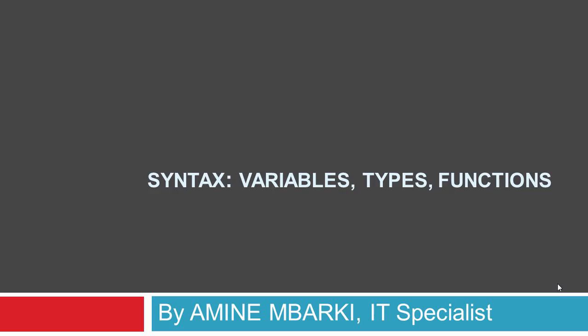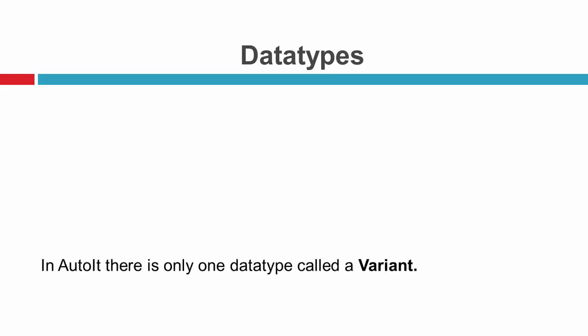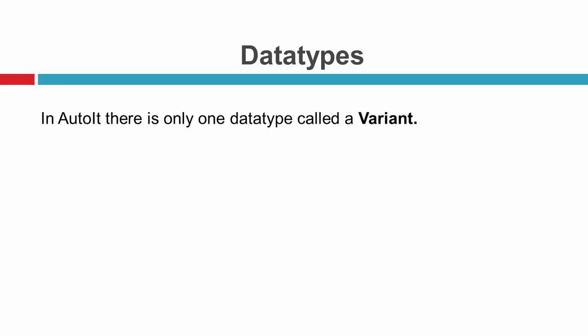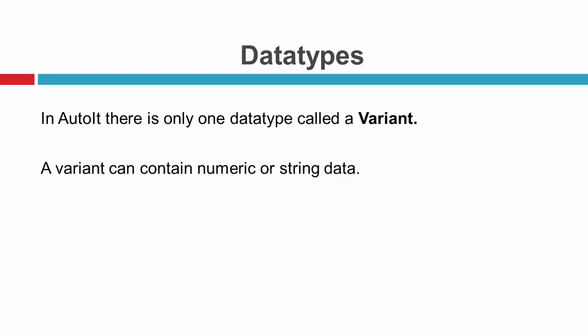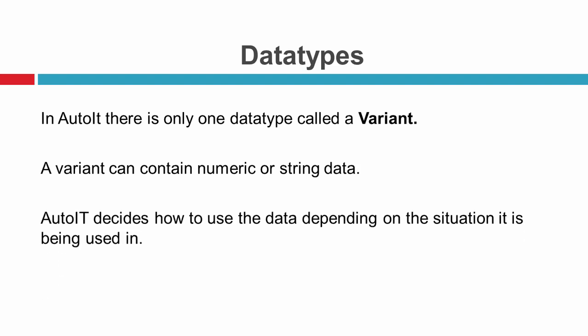In this video, we are going to talk about variables, types, and functions. The data types. In AutoIt, there is only one data type called a variant. A variant can contain numeric or string data, and AutoIt decides how to use the data depending on the situation it is being used in.